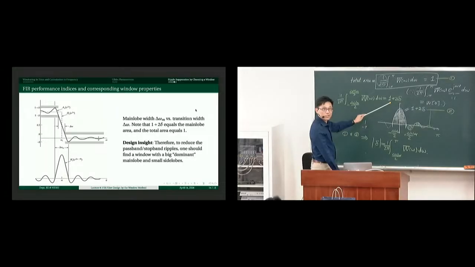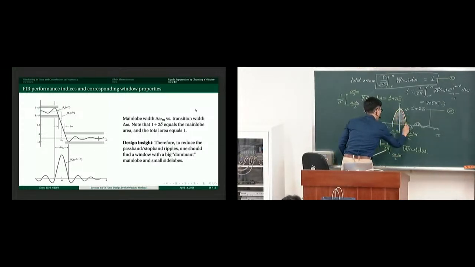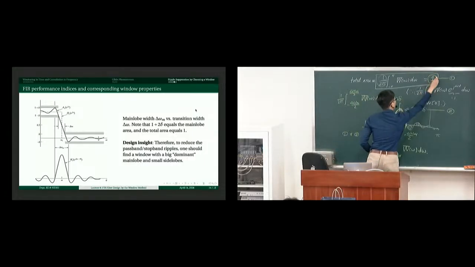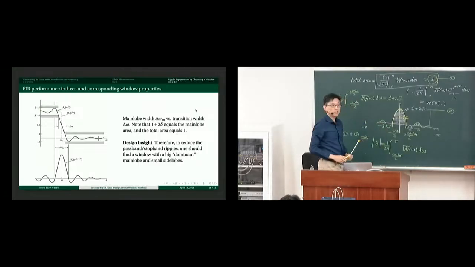Is it going too fast? This is a funny thing. The entire area is 1, and this is 1 plus 2 delta. Therefore, here is minus delta, and here is minus delta in terms of the area. So 1 plus 2 delta plus minus delta plus minus delta equals 1. That's what I'm pointing out right now.